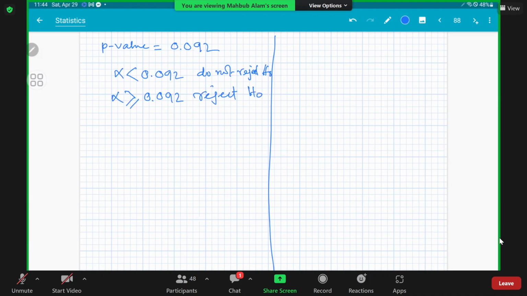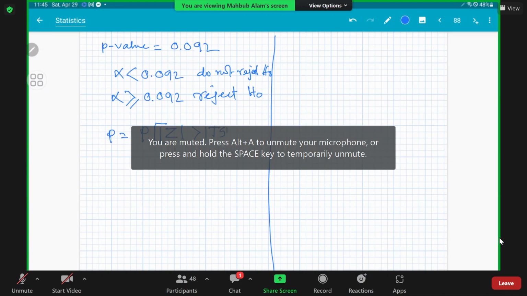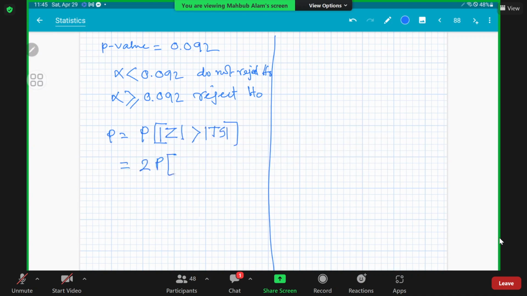the null hypothesis. So just to remind you again, p-value is the probability that the absolute value of the standard normal random variable is greater than the absolute value of TS. And then we can write 2 into the probability that standard normal random variable Z is greater than the absolute value of TS, which is 2 into 1 minus phi of the absolute value of TS.